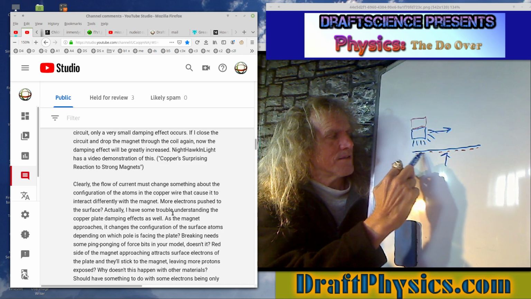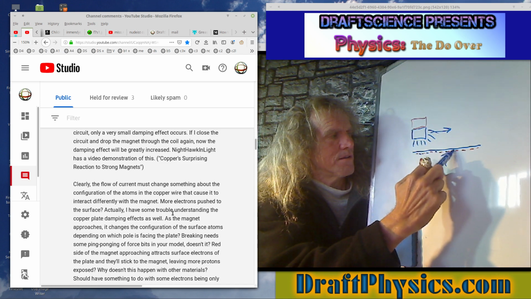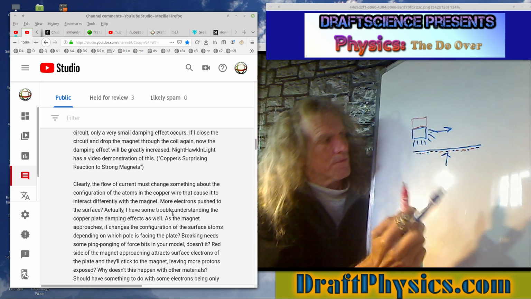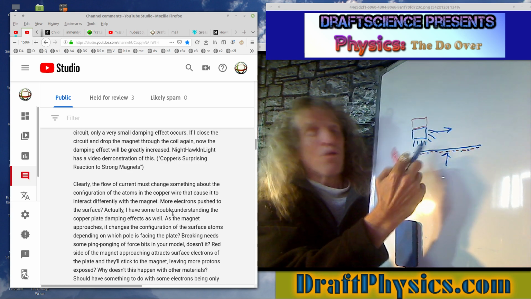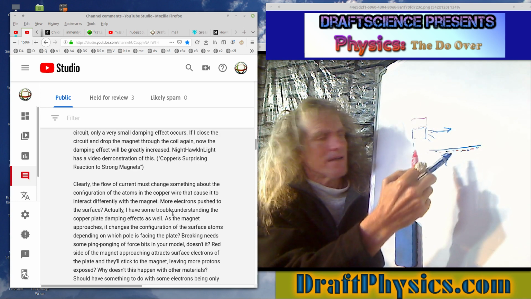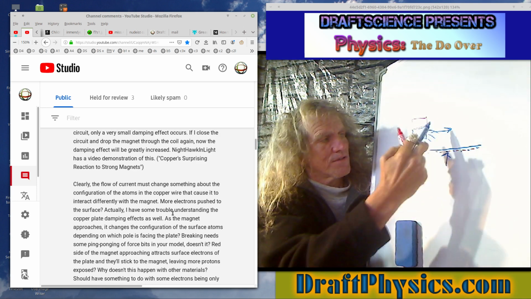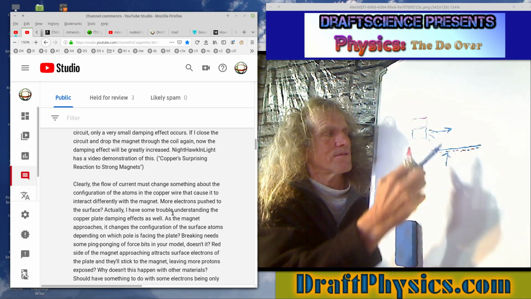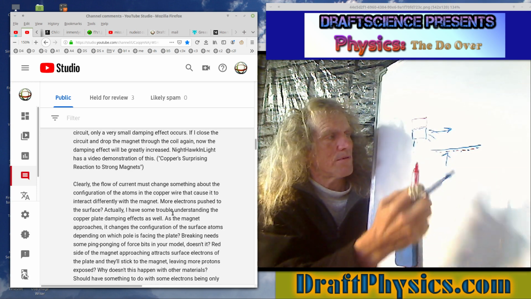So the surface is this normally, and what's going to happen is now it's going to be more blue than red. How fast you move the magnet is going to dictate how much of this you get back, and a lot of factors. That's why it's not just simple.